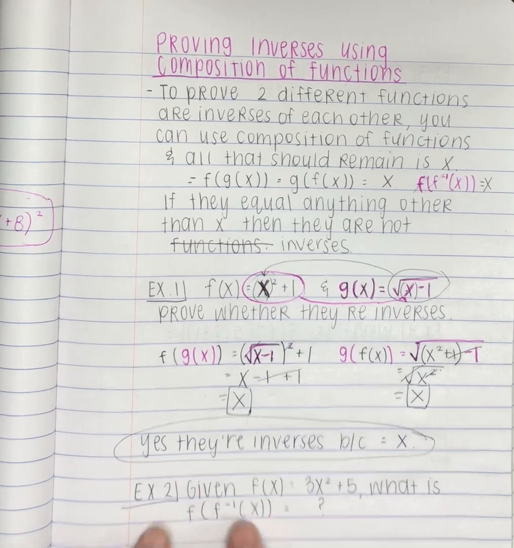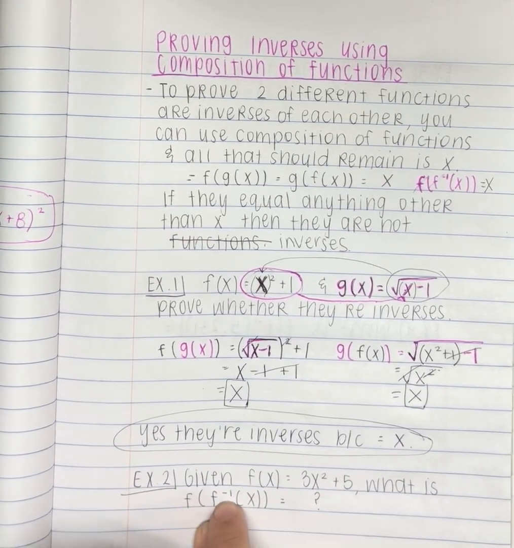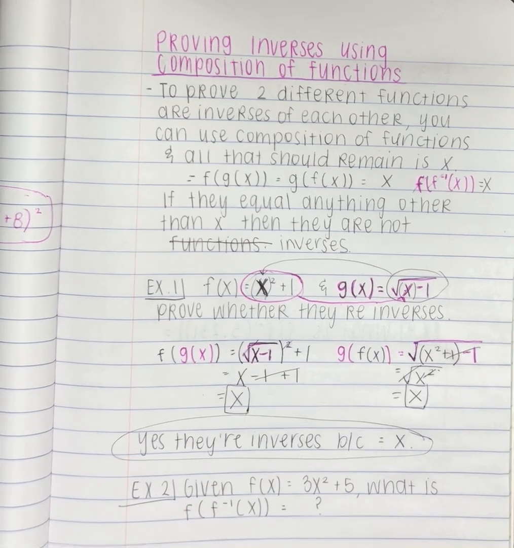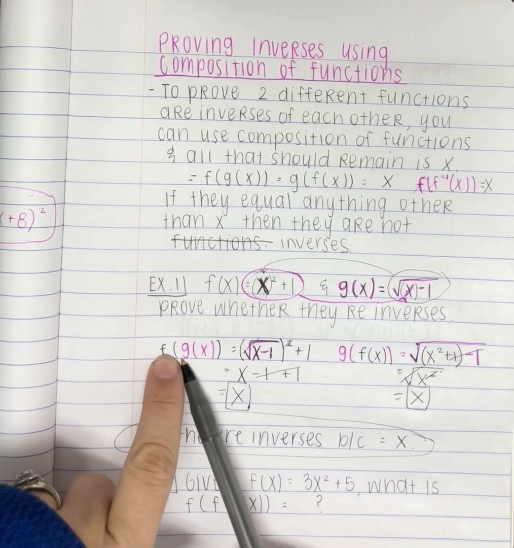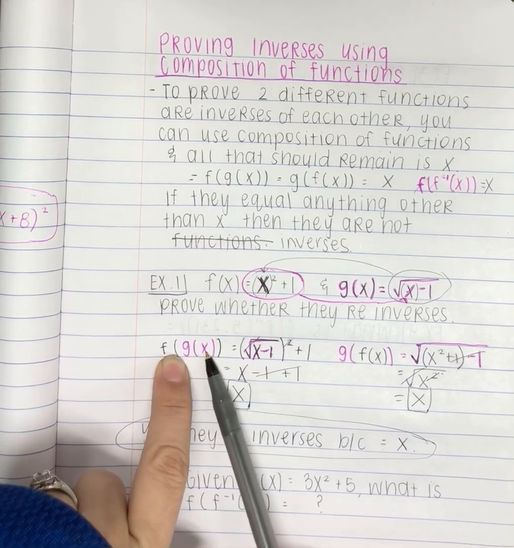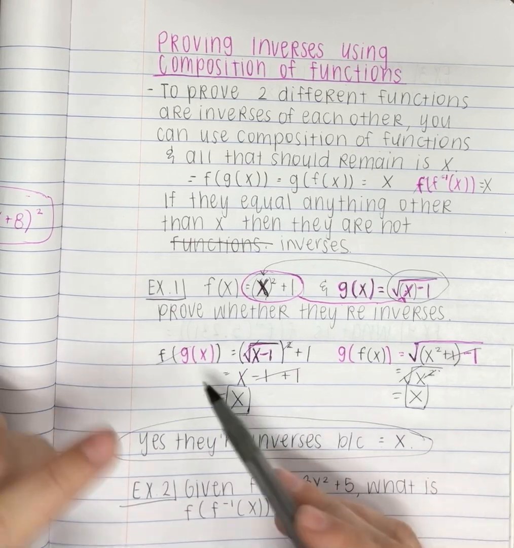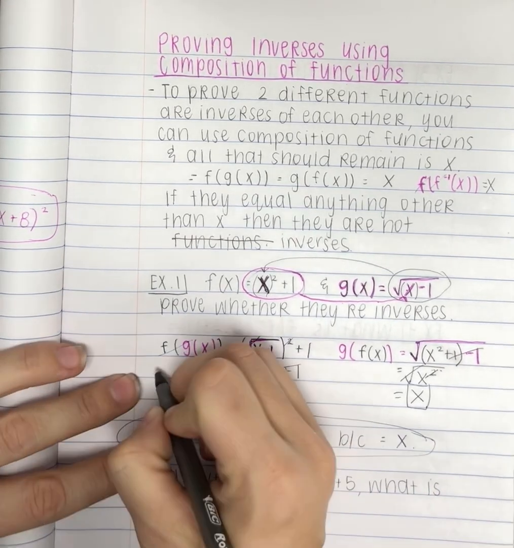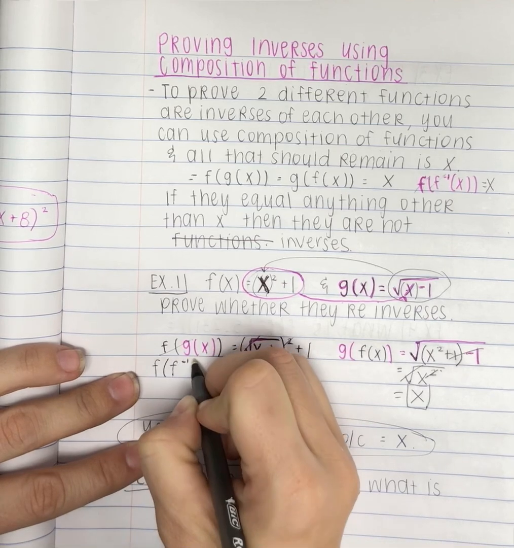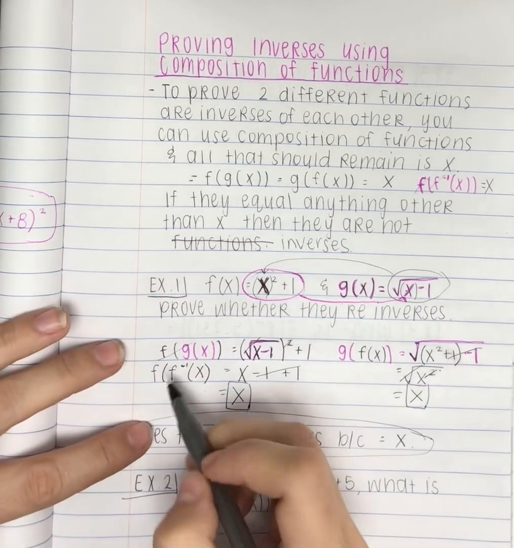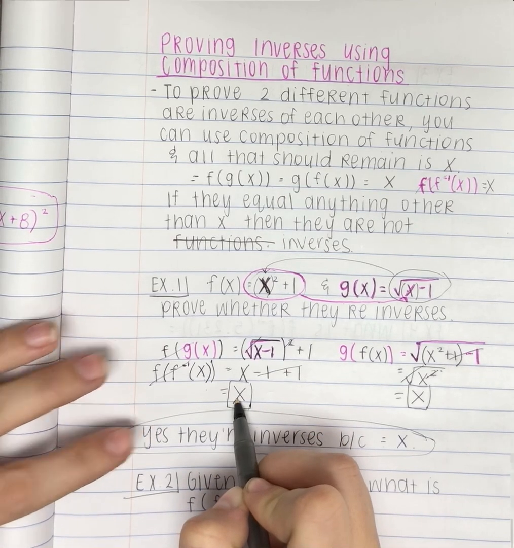Okay, example 2. Given f of x equals 3x squared plus 5, what is f of the inverse of f of x? Okay, well, what we know is, see how when we plugged in f of g of x, everything canceled out but x because they're inverses? Which means this is like saying f of its inverse of x. And everything ended up canceling except for the x. That's what it was equal to.